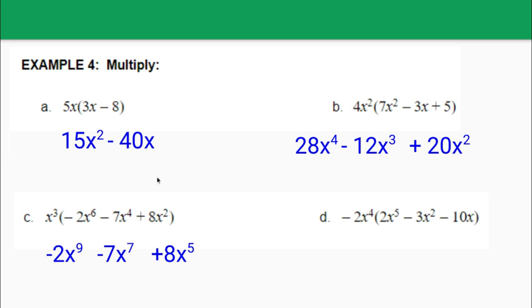All right, how did you do? The last one's a little bit more tricky. There's a -2 in the front. Again, you're still going to multiply those x's by adding those exponents, but be careful in multiplying the numbers in the front. All right, check your work, pause the video if you need to, and go ahead and fix anything that you need.